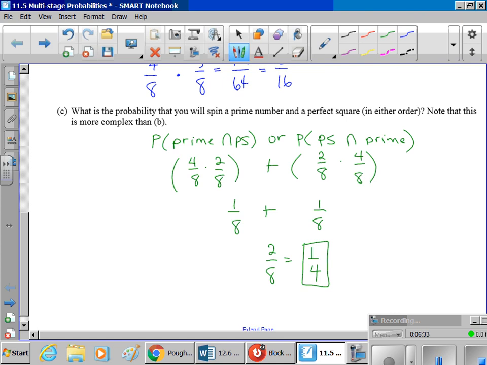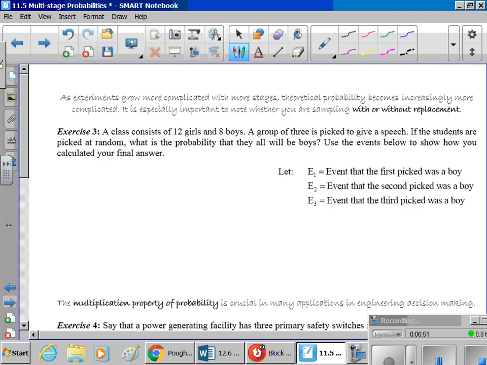So now we have to consider with replacement, without replacement. You can tell, with replacement, our denominators aren't going to change, but without replacement, where you take them and put them aside, our denominators are going to decrease by 1. So let's take a look at exercise 3 and see what I'm talking about.